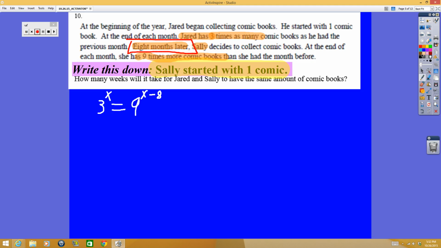Alright, cool. Let's start solving this. I've got a 3 over here. I need to make this 9 smaller. So let me use that 3. 9 divided by 3 equals 3. Do I need to make these any smaller? The answer is no.